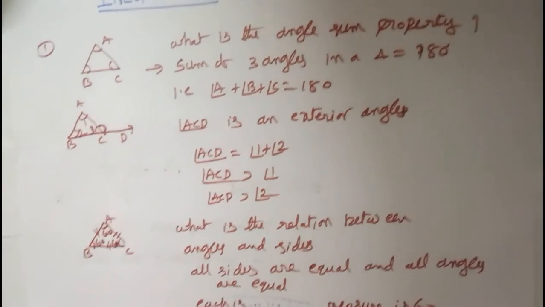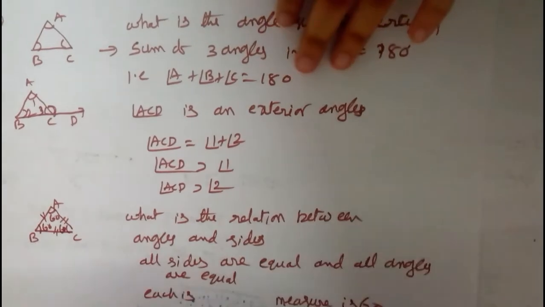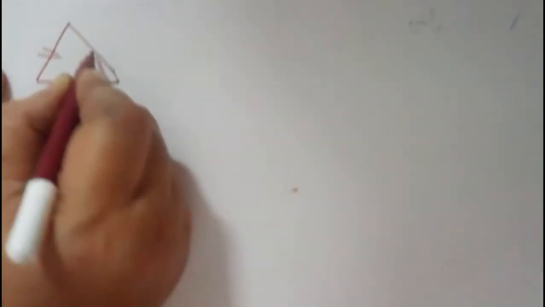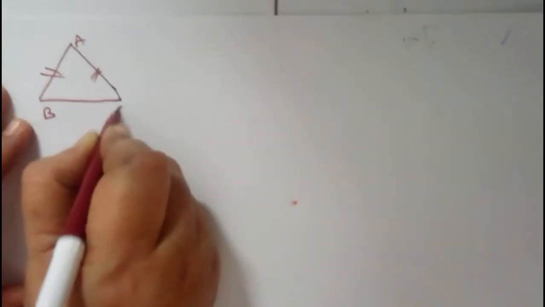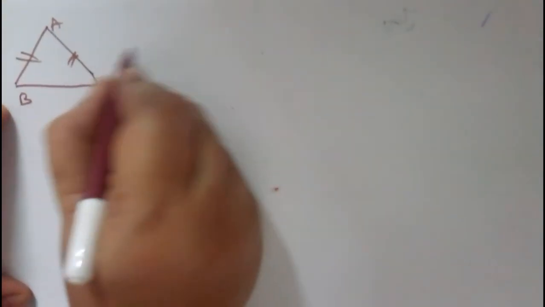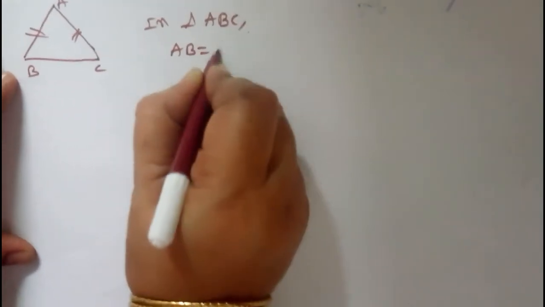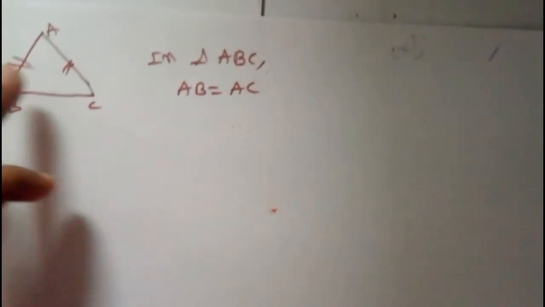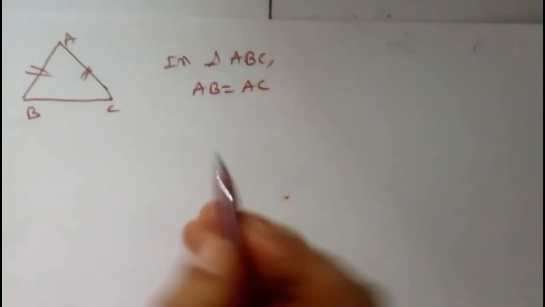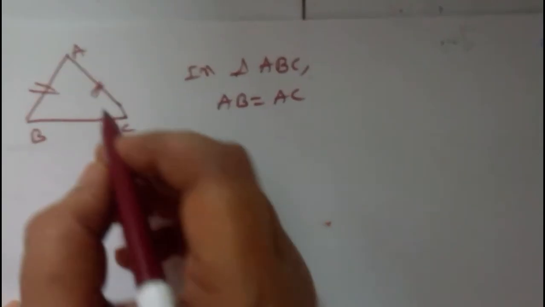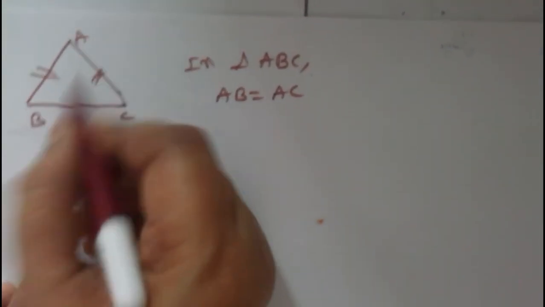Now, what is an isosceles triangle? A triangle in which two sides are equal is called an isosceles triangle. So, in this triangle ABC, AB is equal to AC. What is the relation between these two equal sides and angles? In isosceles triangle, the angles are opposite to equal sides.